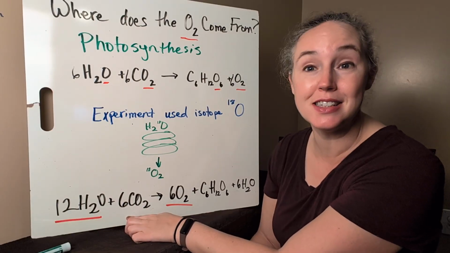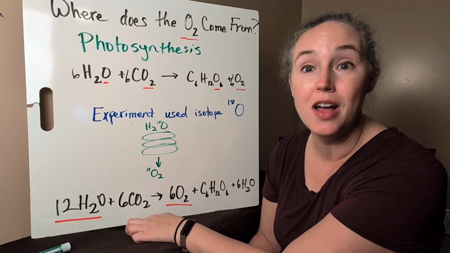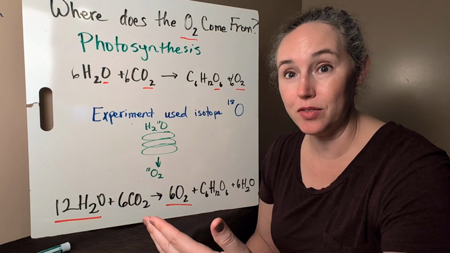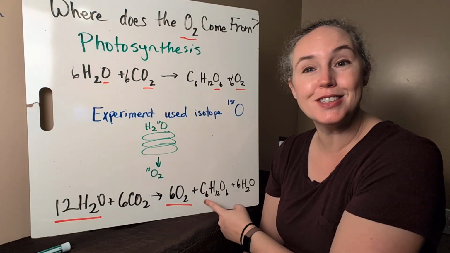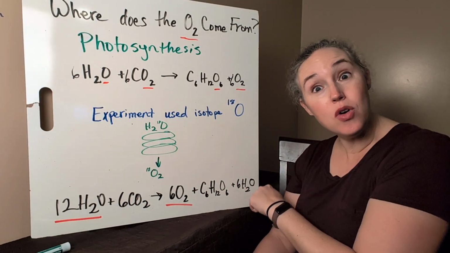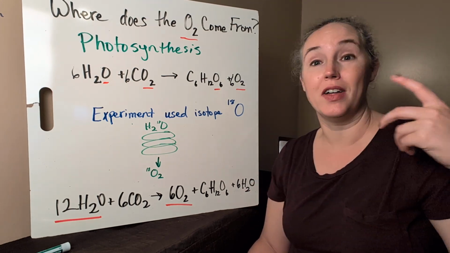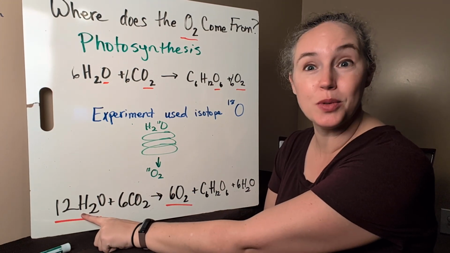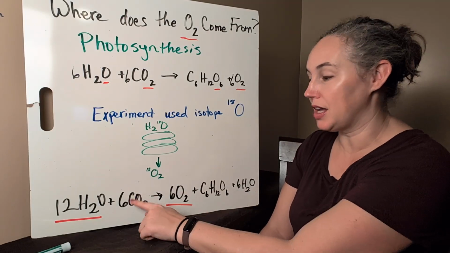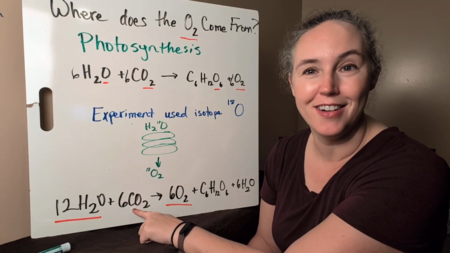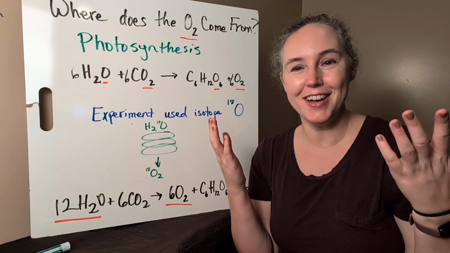We still have 6 CO2 that we'll use in the Calvin cycle, but then at the end of the Calvin cycle and the formation of glucose, you'll also get 6 new waters with the original hydrogens from the water molecule and oxygens that were taken from the CO2. So that's where they all go.